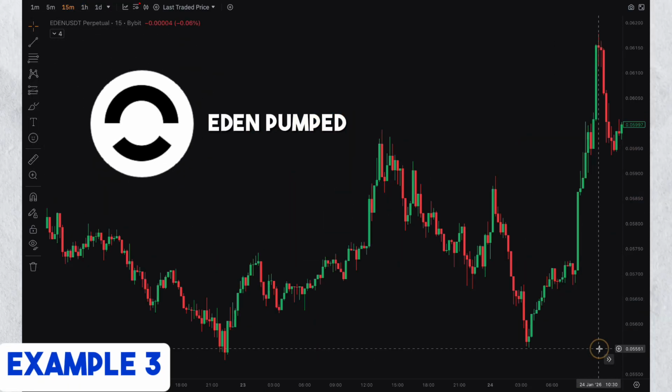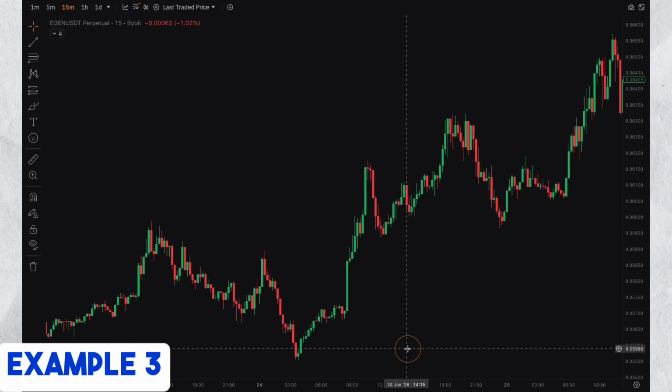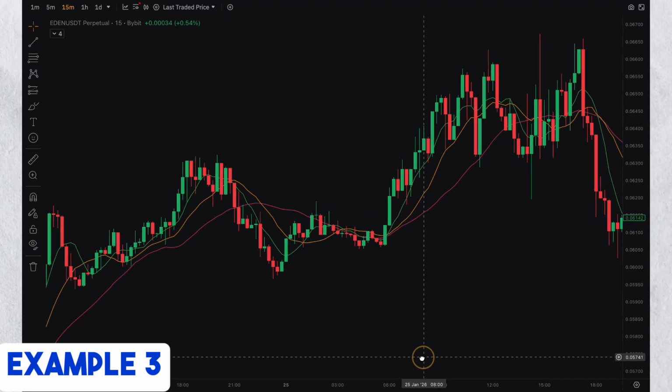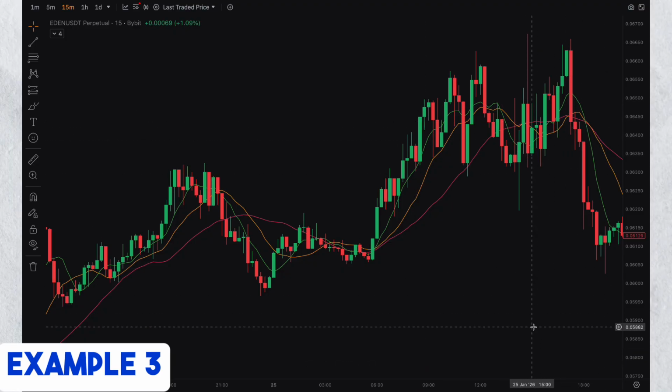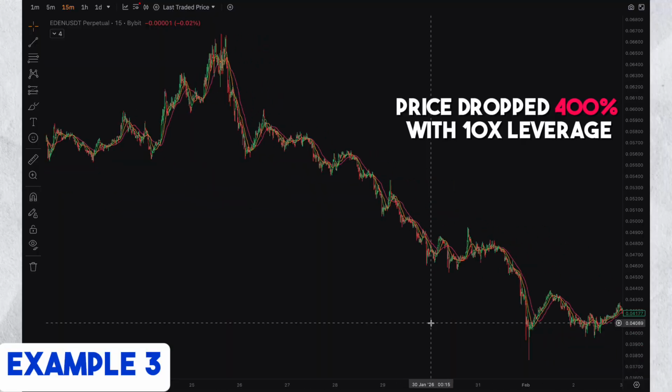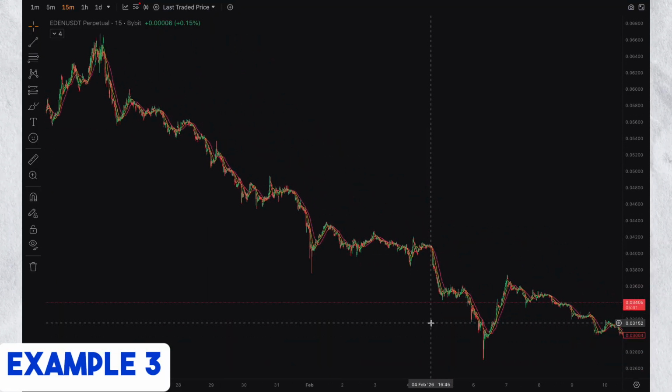On January 25th, Eden looked bullish to most traders, but on the 1-hour time frame, a bearish engulfing pattern appeared, followed by a full moving average crossover. That confirmed the reversal. Price dropped nearly 400% with 10x leverage. Same rules, same execution, same logic.